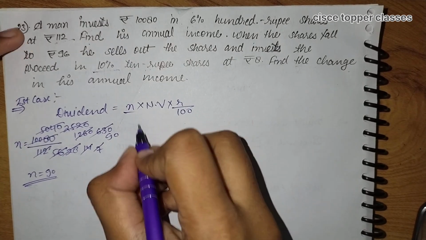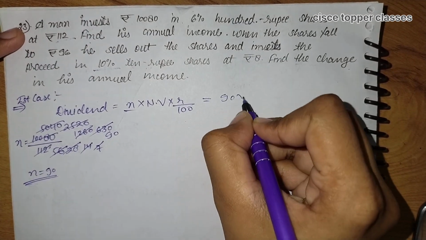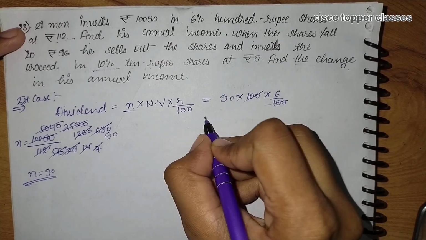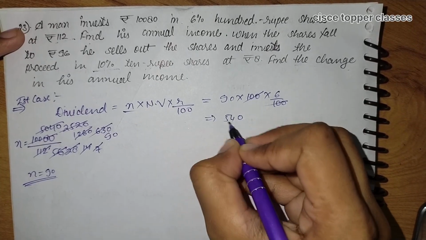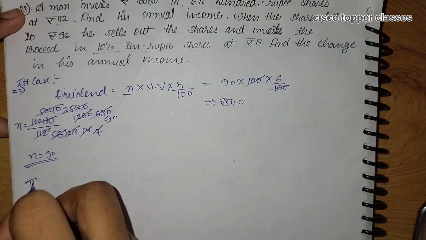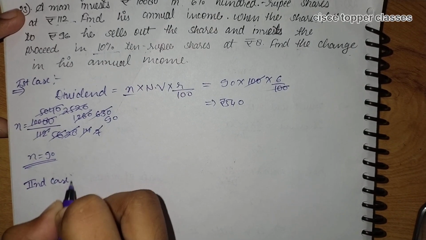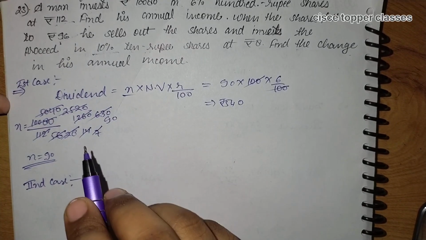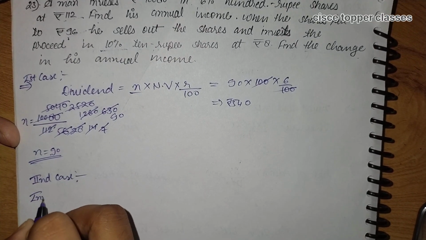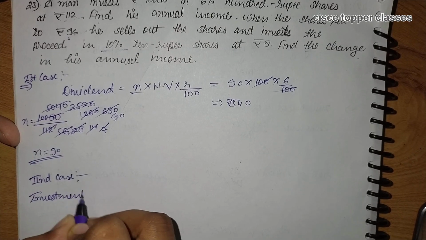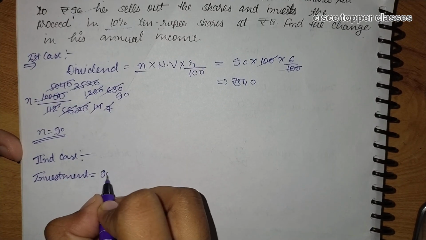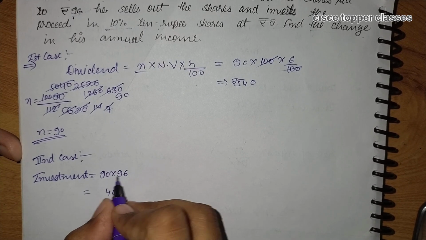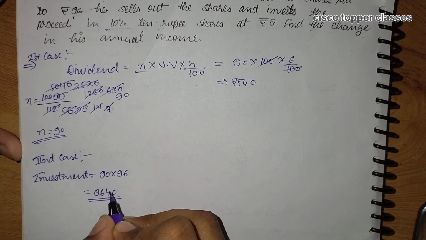So we will put the value here, this will be 90 into nominal value 100, rate percent is 6 by 100. This will cancel out, and we will get 540 rupees as the dividend in the first case. If we write for the second case, he sells the shares at 96 rupees, means 90 shares he sells at 96. So total investment from that part we can find for the second case. This will be 90 into 96. This will be 0 here and this will be 4, 81, 86. So 8640 is the total investment.